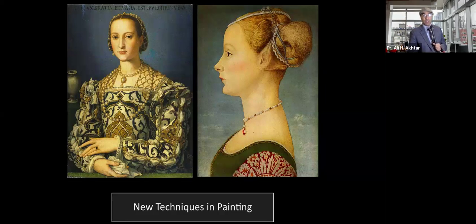So on the left, the reason Bronzino's painting evokes in some ways the Mona Lisa of Da Vinci is because both Bronzino, the painter of the portrait on the left, and Da Vinci used this sfumato technique. It's kind of a smoky technique that does not emphasize borders and lines, and it creates a kind of ethereal, dreamlike representation of the model.